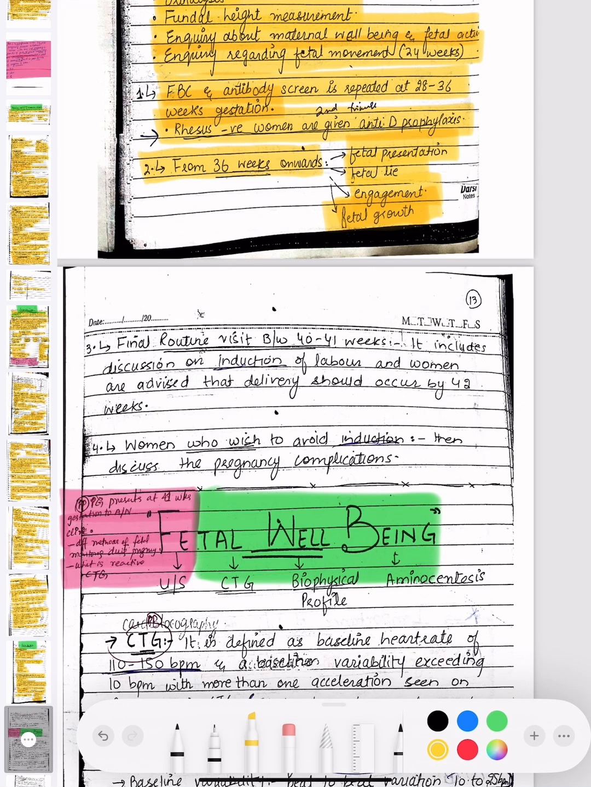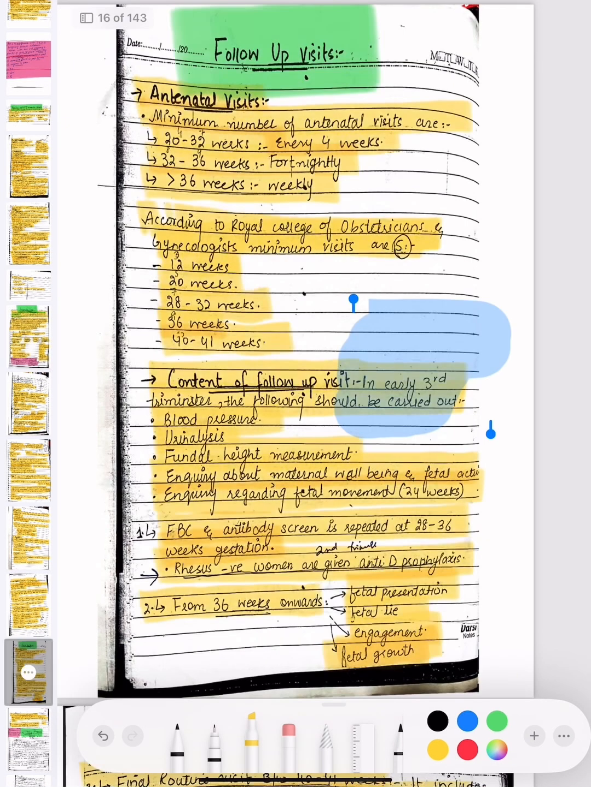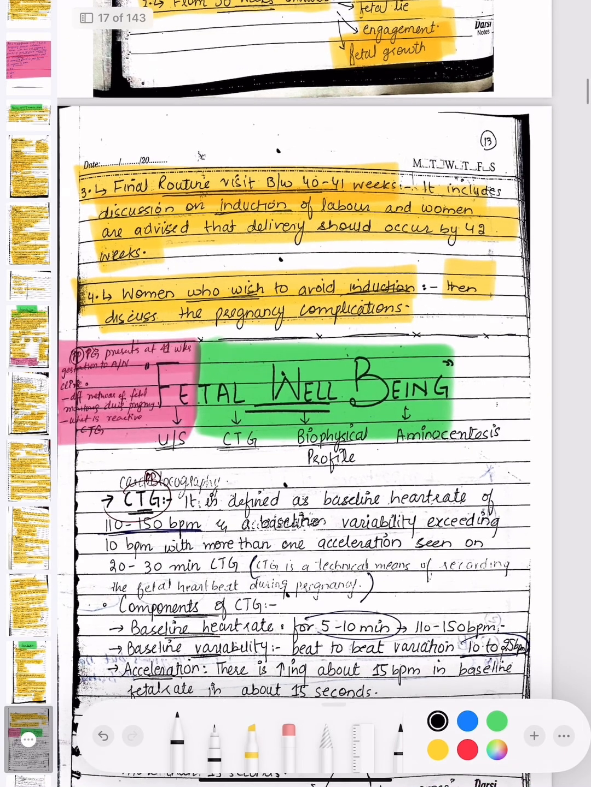Now, the final routine visit between 40 to 41 weeks includes the discussion of induction of labor, and women are advised that delivery should occur by 42 weeks. Women who wish to avoid induction then discuss the pregnancy complications. Okay, so we have discussed antenatal care, then the follow-up visits, which are the antenatal visits, and then the content of follow-up visits, and then the final routine visits between 40 to 41 weeks and the women who wish to avoid induction.